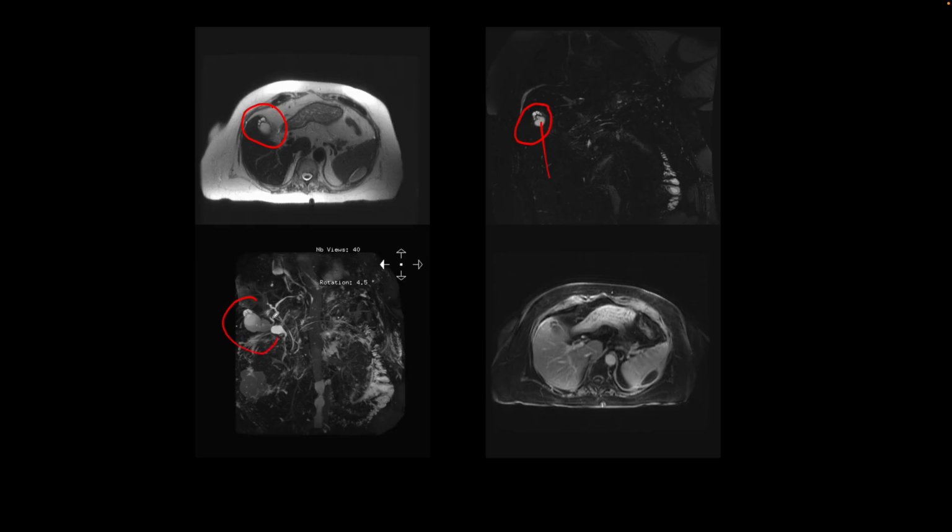This is the reconstructed MRCP image, and this is the contrast enhanced image in the bottom right, showing that there is no enhancement inside, but there is some surrounding or septal or mural enhancement.